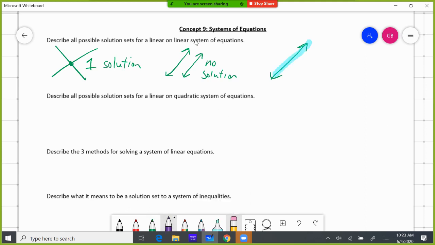it's kind of frozen on me. There it is. A line on top of another line, so that green line on top of that highlighted blue line, this is actually infinite solutions.